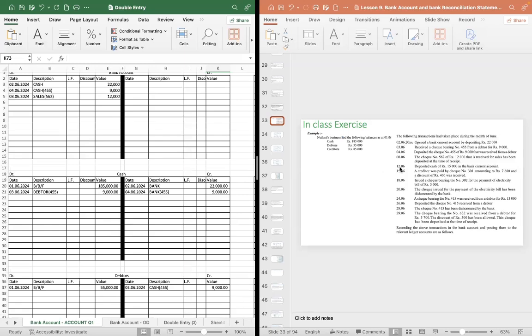Okay. Then on July 12th, so June 12th, deposit cash of rupees 15,000 in the bank account. Deposit of cash rupees 15,000 in the bank account. So when we deposit 15,000 in the bank account, what happens is bank account is going up by 15,000.